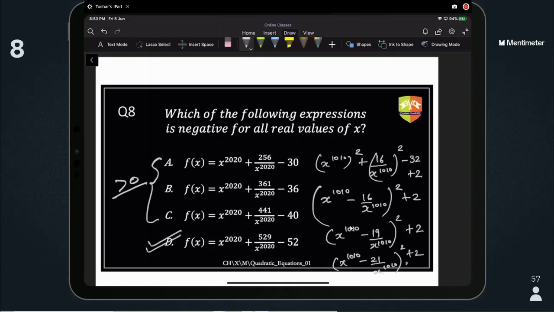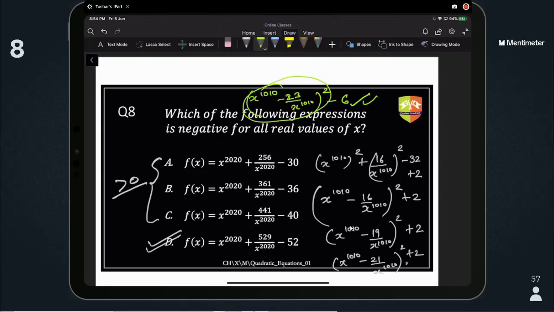So in that case, this was negative. Why? Because the fourth one is x to the power 1010 minus 923 over x to the power 1010, whole square, and this is minus 6. So hence this D can be negative sometimes, when this quantity is zero. So hence D is the only option which can have negative values. A, B, C can never take negative values.